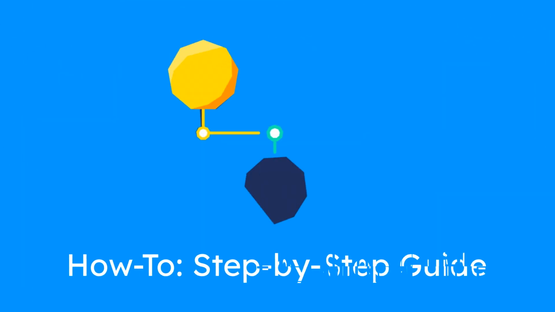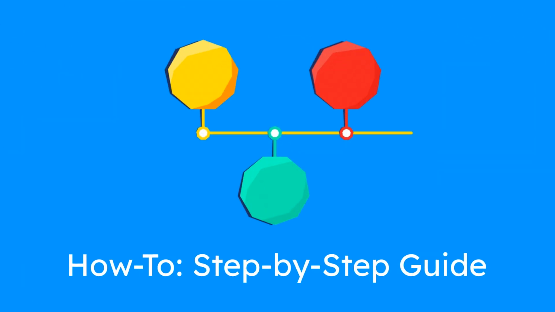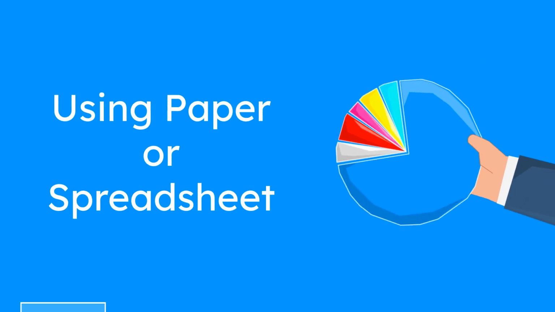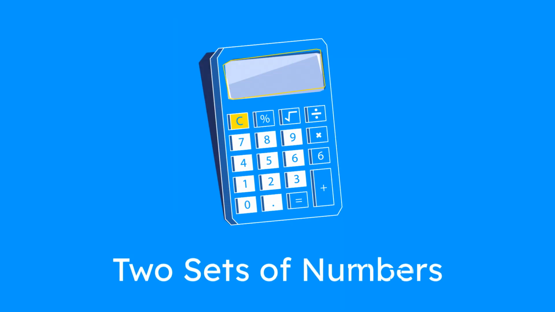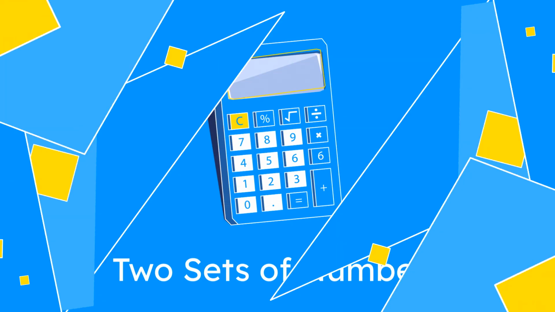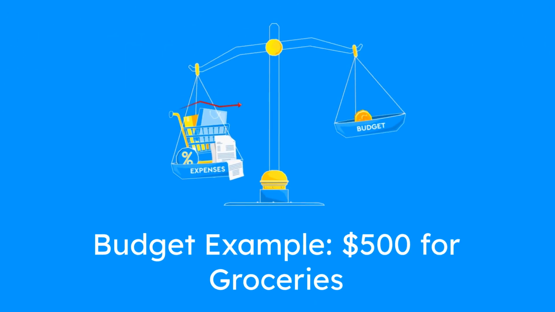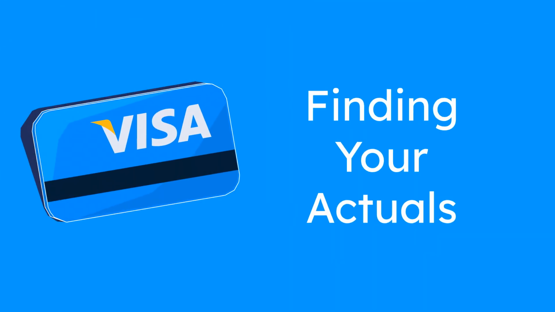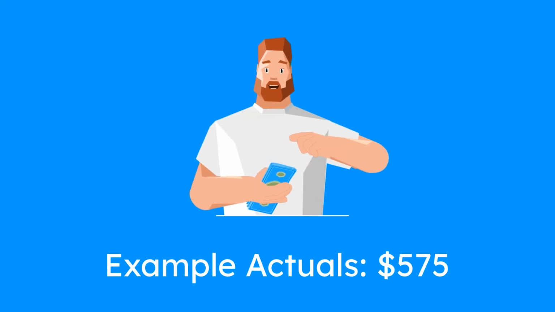Section 3. The how-to, a simple step-by-step guide. You can do this with a piece of paper or a simple spreadsheet. First, you need 2 sets of numbers, your budget and your actuals. Your budget is your plan, say $500 for groceries. Your actuals are what you really spent, found on your bank or credit card statements. Let's say you actually spent $575.